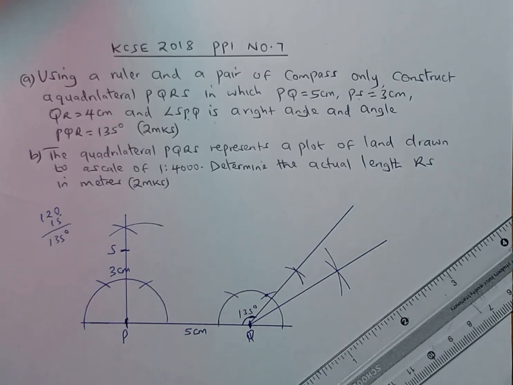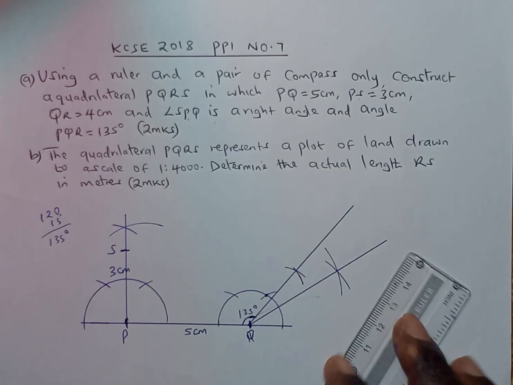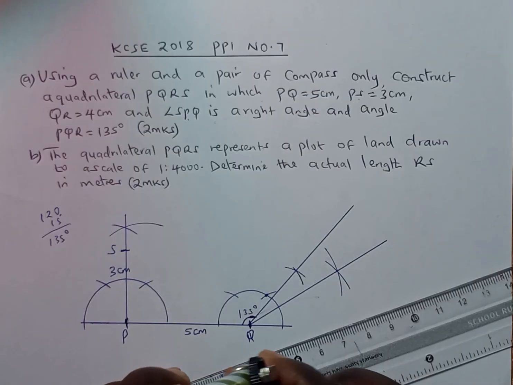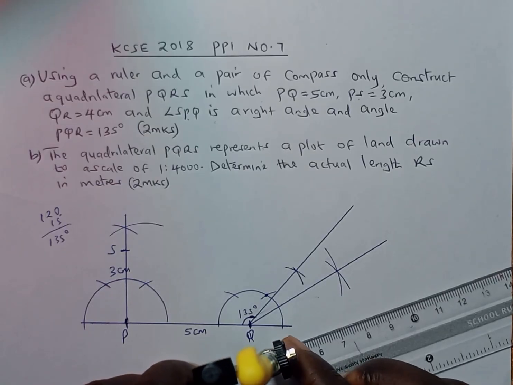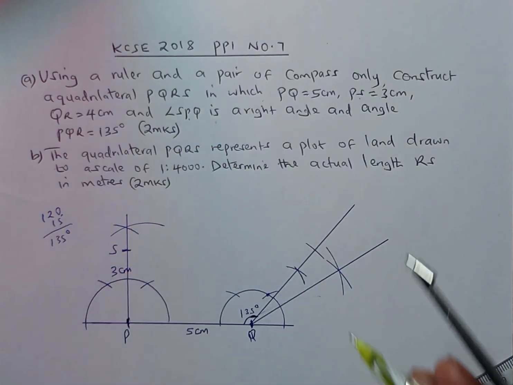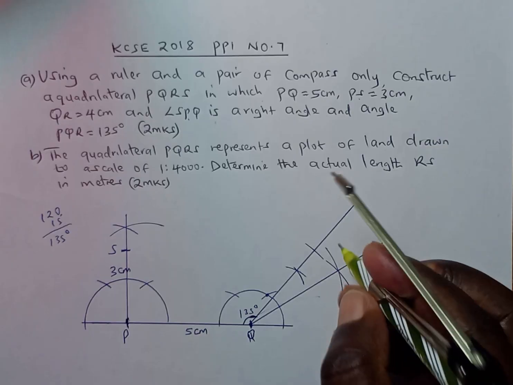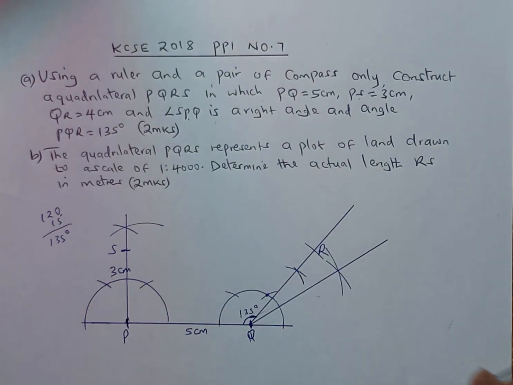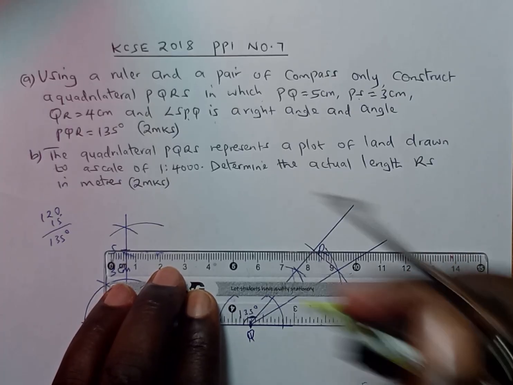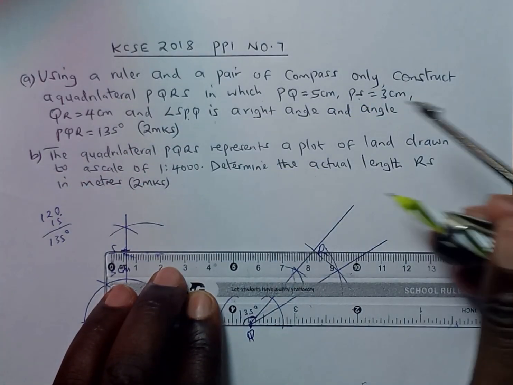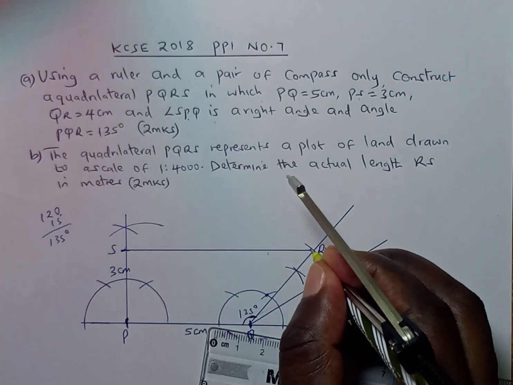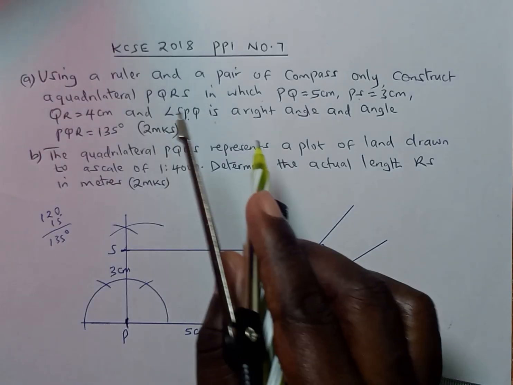135 degrees. We are going to measure 4 centimeters from Q. We measure exactly 4 centimeters. This is where we have 4. And this is a point R. Once we have done that, we can join S to R. That is our parallelogram. Then we move to part B.